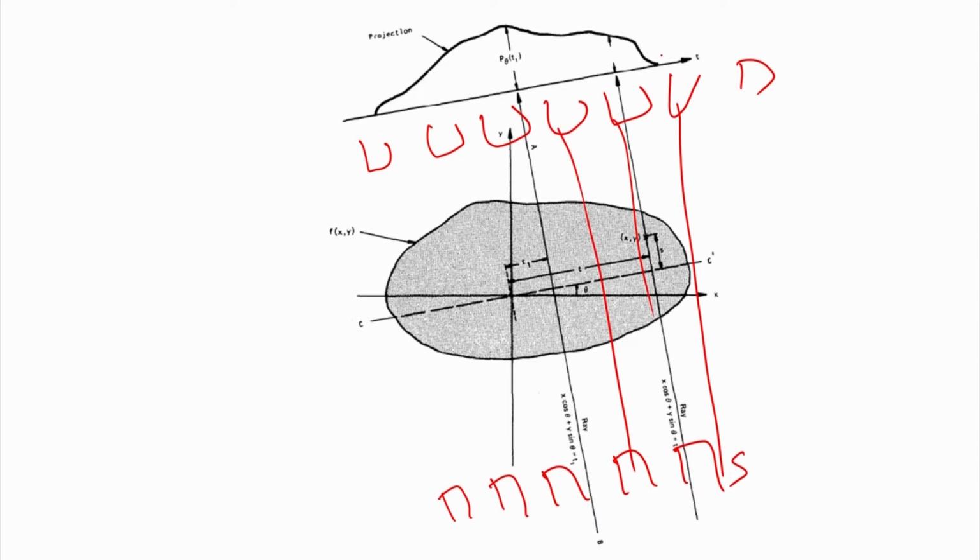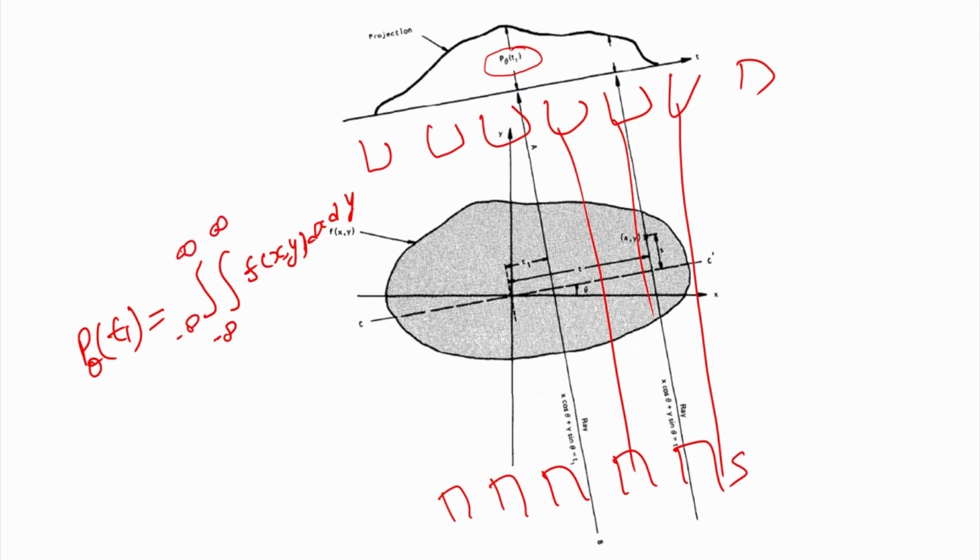Now, if I want to write the projection at angle theta at a distance t1, it will be p(theta, t1), which will be the double integral of f(x, y) dx dy. Now, this is from minus infinity to plus infinity. I am just taking a domain, the integral will be over the domain. Okay. So, that will be the projection.